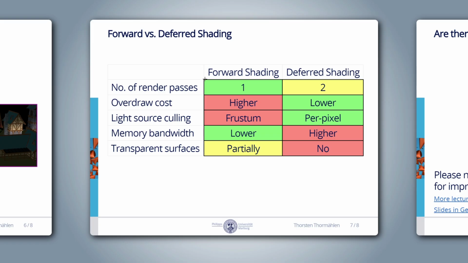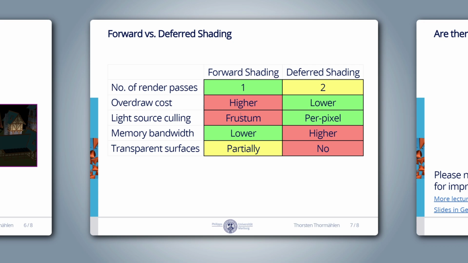Okay, let's summarize our findings by comparing the properties of forward and deferred shading. Deferred shading requires 2 render passes. The first pass must be completed before the second pass can be executed, which introduces an additional barrier for the parallel execution. A big advantage of deferred shading is that we have no overdraw in the second pass. There is overdraw in the first pass, but the computational cost of an overdraw is much lower.